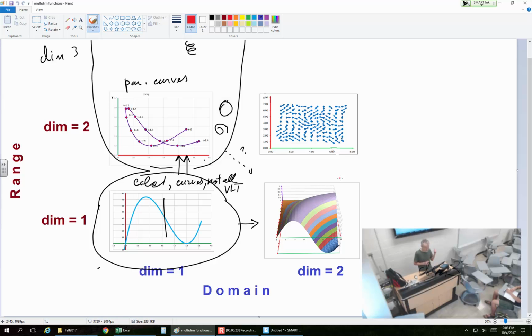A similar thing is going to happen here. We'll be concentrating on this, and we'll have all kinds of surfaces, but once again, not all. And why not? The reason is the same: the vertical line test.